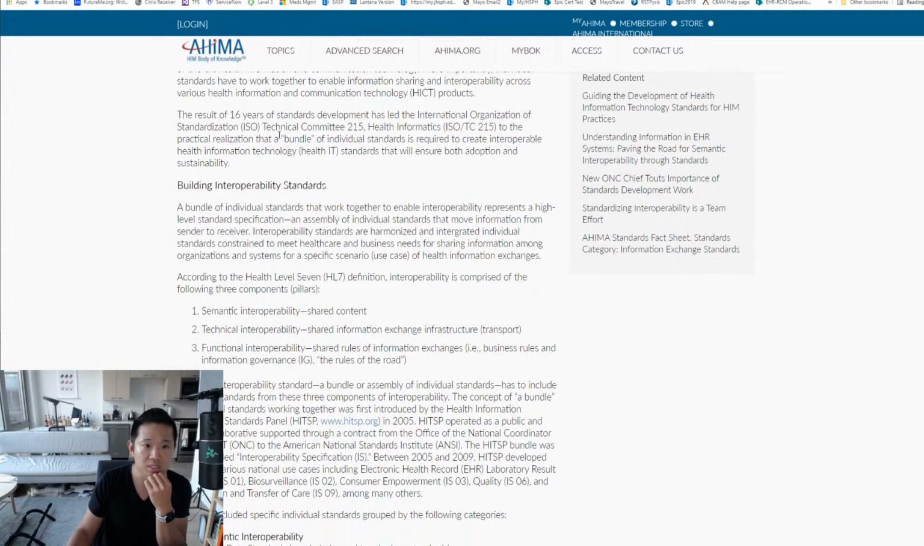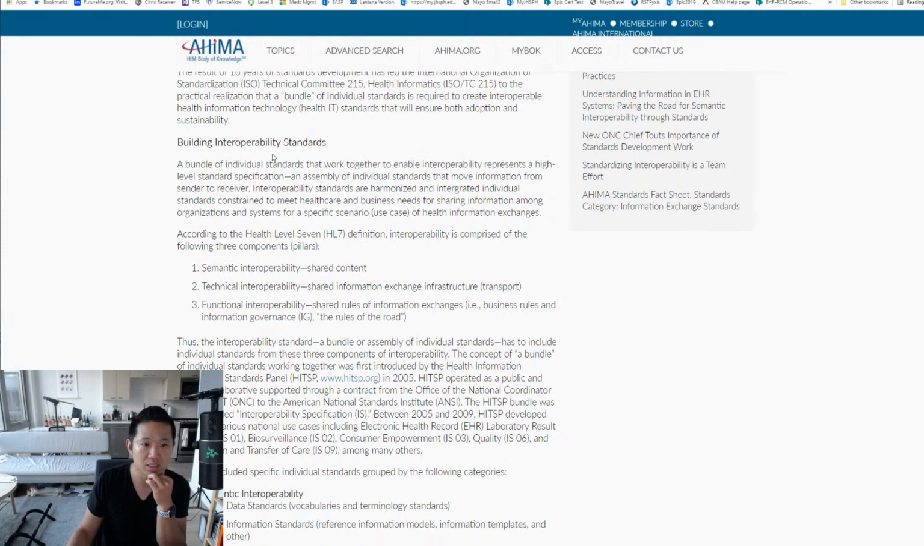The results of 16 years of standards development has led the International Organization for Standardization Technical Committee 215 Health Informatics to the practical realization that a bundle of individual standards is required to create interoperable health IT standards that will ensure adoption and sustainability.